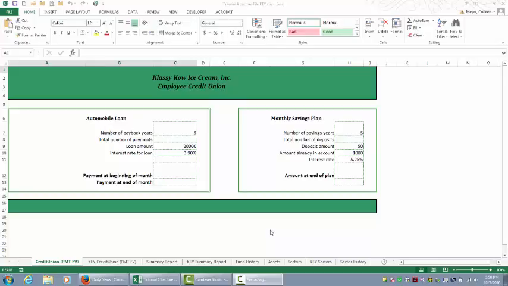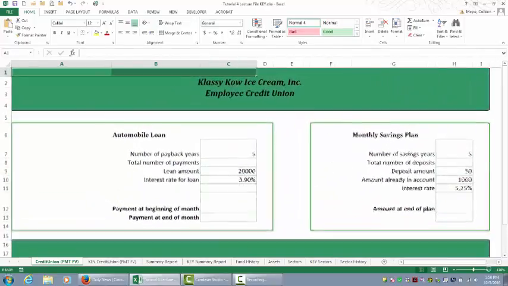In this video, I'm going to cover some of the features that are covered in Tutorial 4. The first one is working with the PMT function, which is the payment function. Now, this is a file that I was going to use in the live class for the lecture, and we're just going to focus on this left side, which is the automobile loan. So let me go ahead and increase the size.